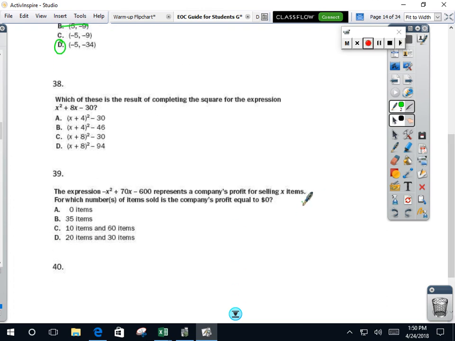Which of these is the result of completing the square? Who remembers how to complete the square? Okay, but we're not going to, because most people will not know how. So I'm going to show you how you can still get this answer without completing the square. Graph this one. So go to Y1 quickly. Go to Y1, type in this. Yeah, y equals, and then it'll say Y1. Type in x squared plus 8x minus 30.